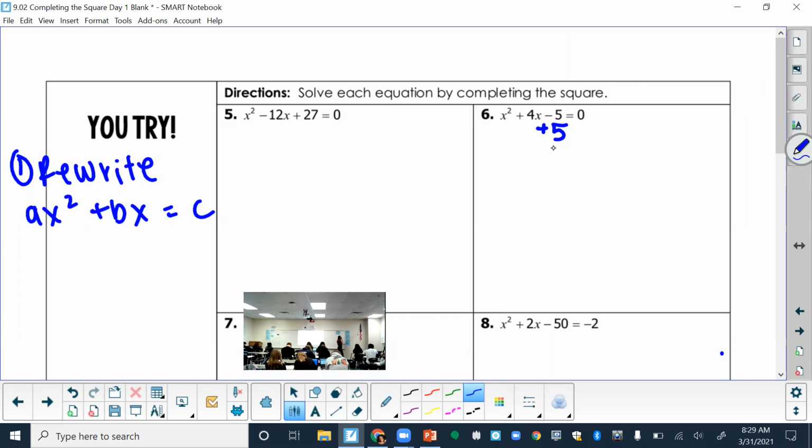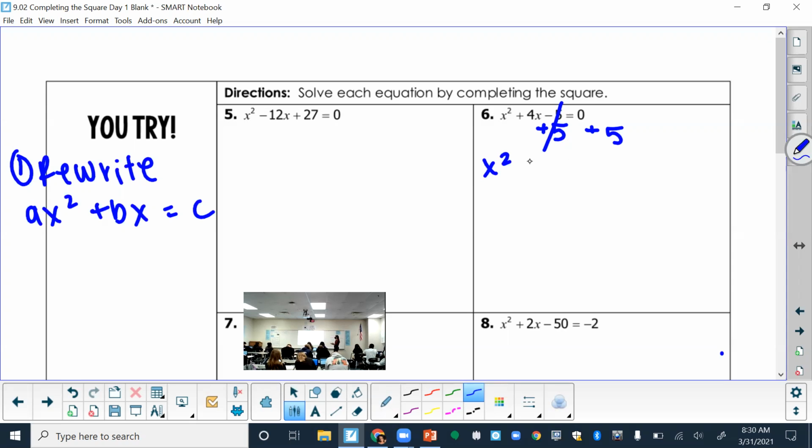To maintain the equation, to make sure we're not making stuff up, whatever we do to one side, we have to do to the other. So I'm also going to add it to the right side as well. All right, on the left side, negative 5 plus 5 is 0, so that cancels.